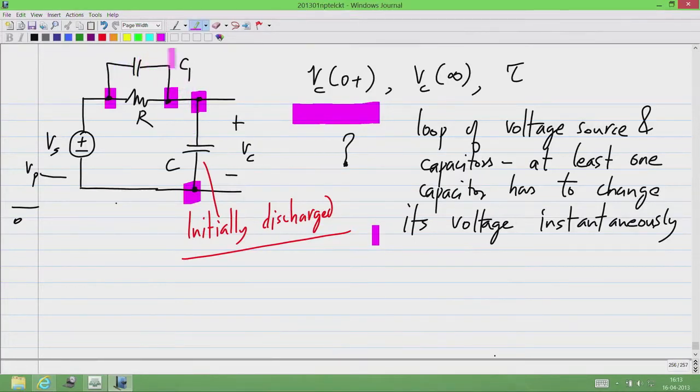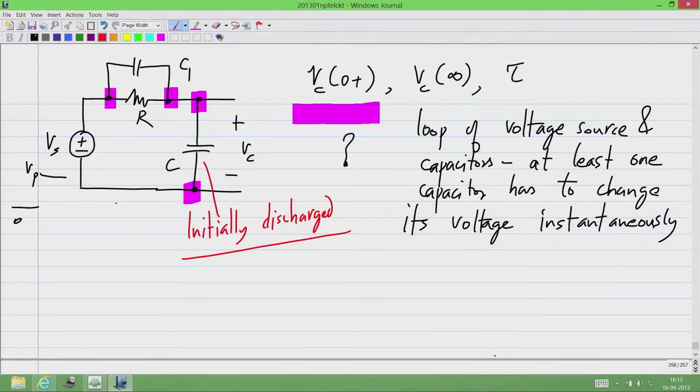It cannot be just one which changes, because if the voltage across C1 changes instantaneously, that means there is infinite current flowing through it. But then we assume that capacitor C did not change instantaneously. So KCL at this node will be violated, because you have finite currents through C and R, but infinite current through C1. So it cannot be that only one changes. In fact, both the capacitors have to change their voltages instantaneously. So while logically at least one has to change, it cannot be only one.